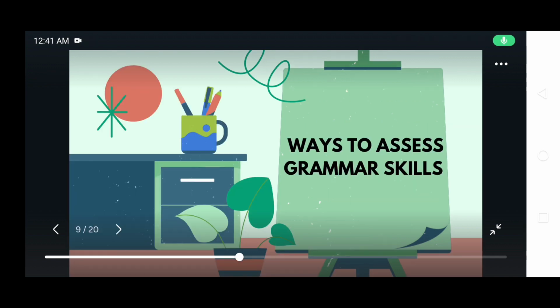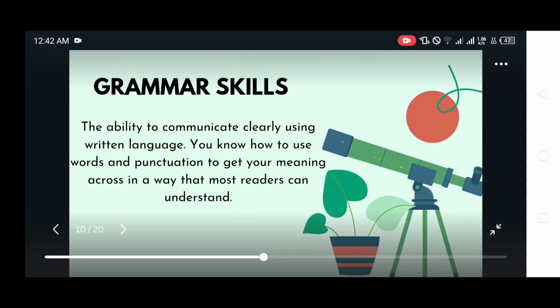Another outline is ways to assess grammar skills. Grammar skill is the ability to communicate clearly using written language, how to use words and punctuation to get your meaning across in a way that most readers can understand. Grammar is the structural foundation of our ability to express ourselves.